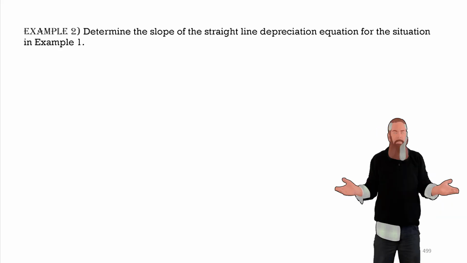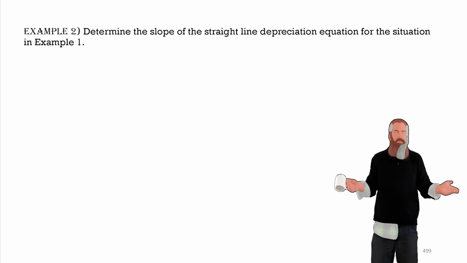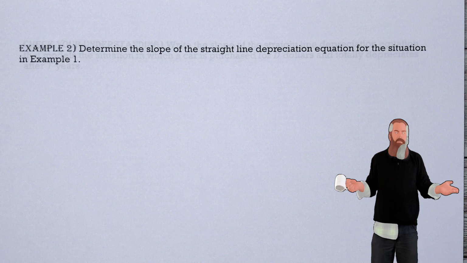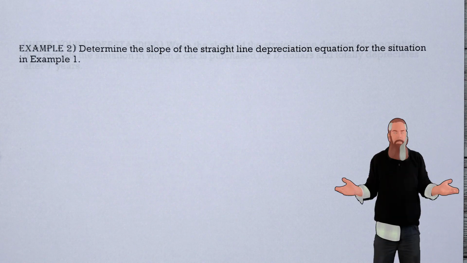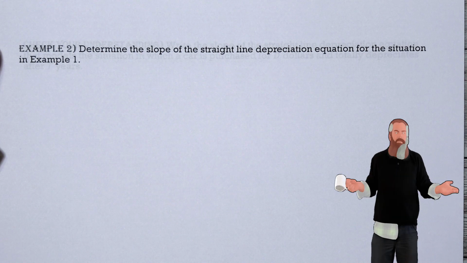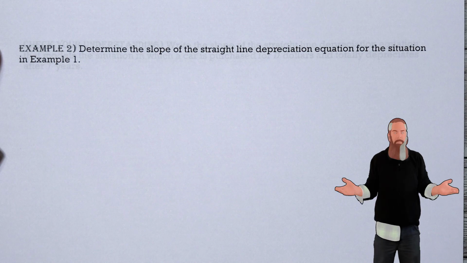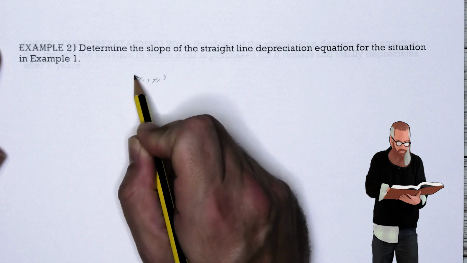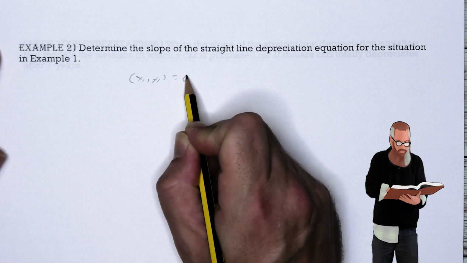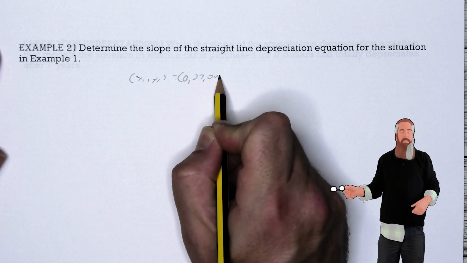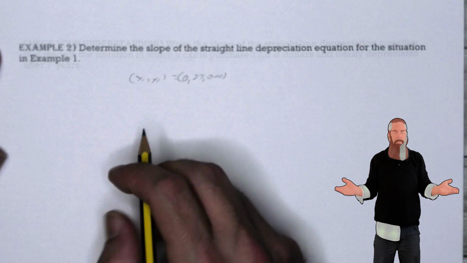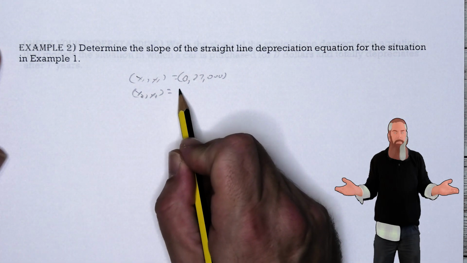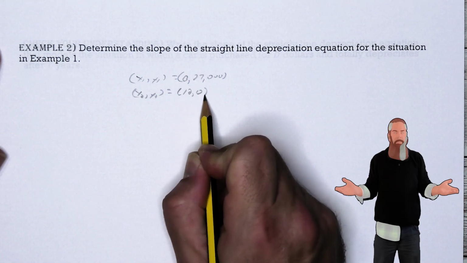Determine the slope of a straight line depreciation equation for the situation from example 1. Two points determine a line, so you only need two points to determine the slope of the line. Let the coordinate of the y-intercept be the first point. That is, (x1, y1) will equal (0, 27,000). Let the coordinates of the x-intercept be the second point. This would be (x2, y2) equal to (12, 0).